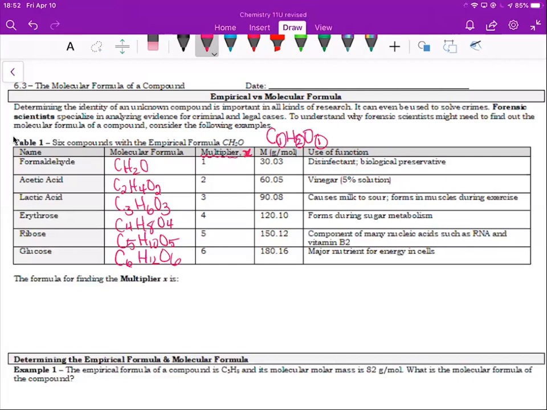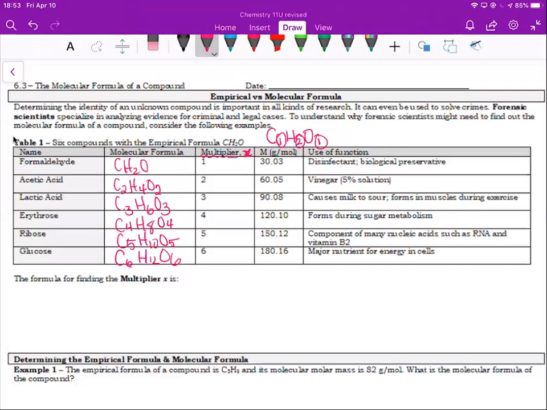And this is why you need to have a whole number. You always need to have whole numbers in a formula, because there's no such thing as half an atom or a quarter of an atom or a third of an atom unless it's in a particle accelerator. And even then, we just say that those are subatomic particles. So you need to always have a whole number for your empirical formula as well as your molecular formula.